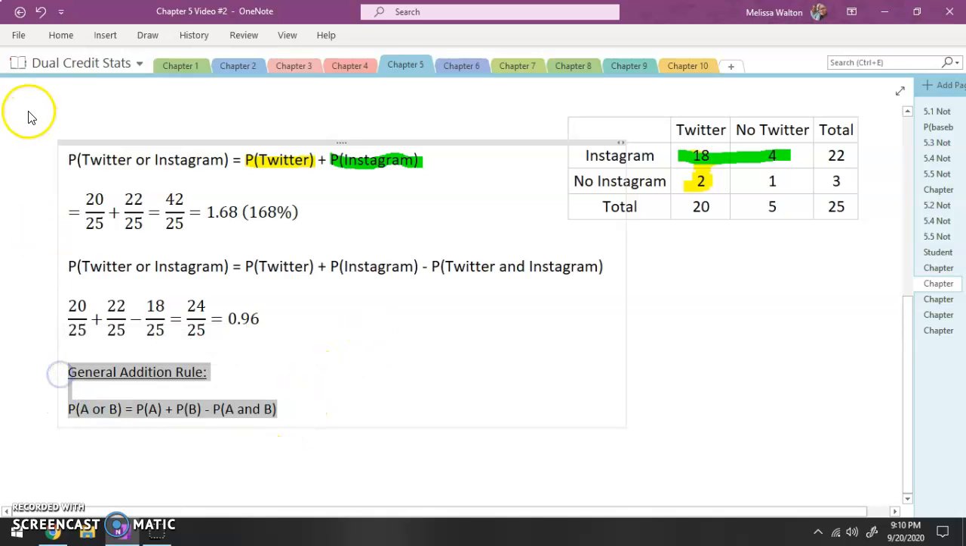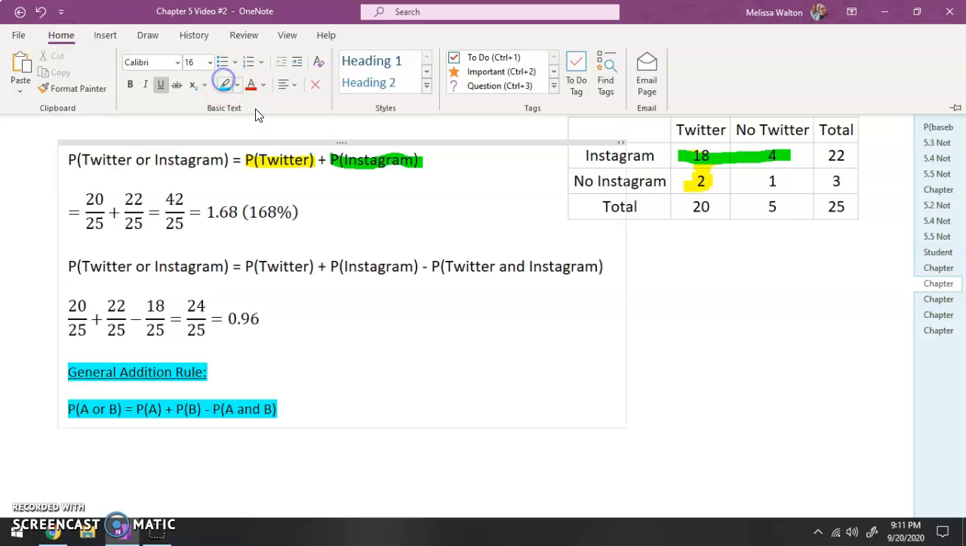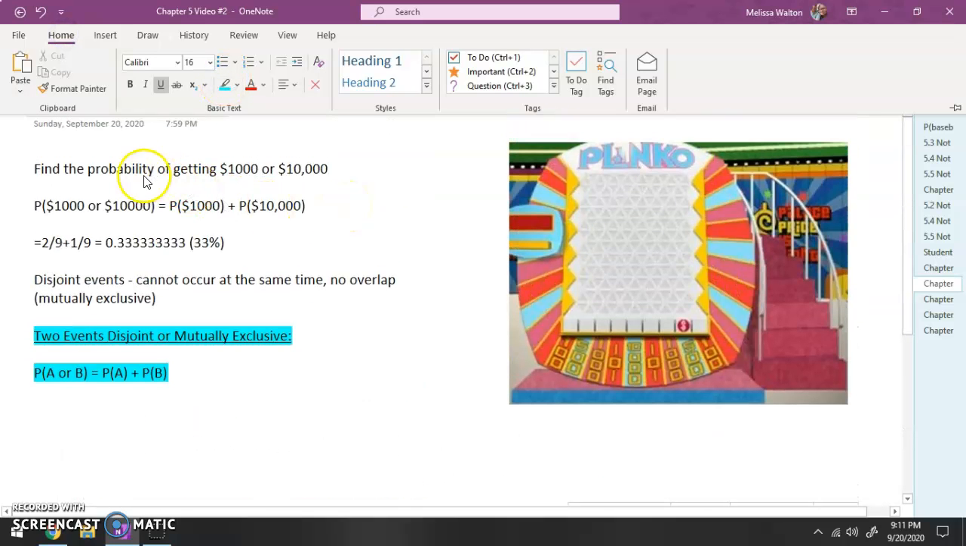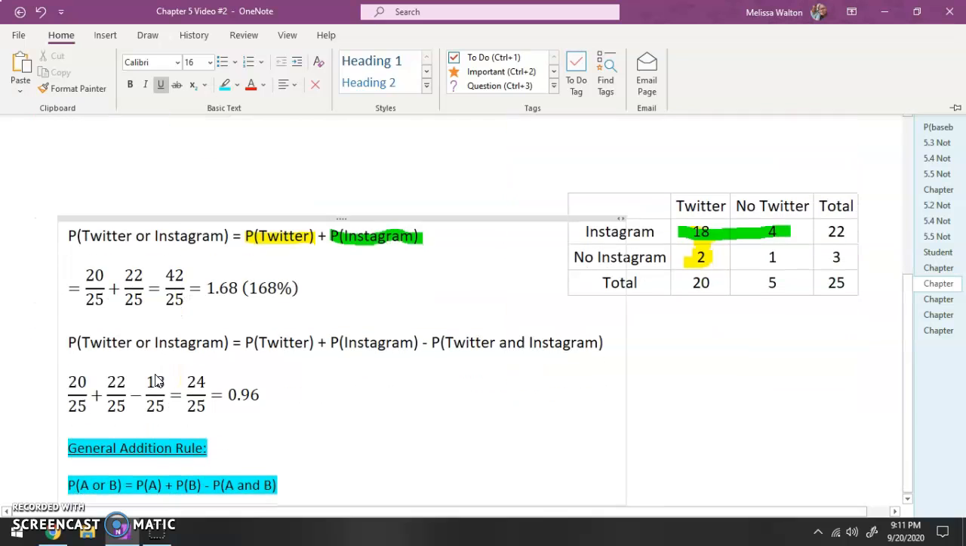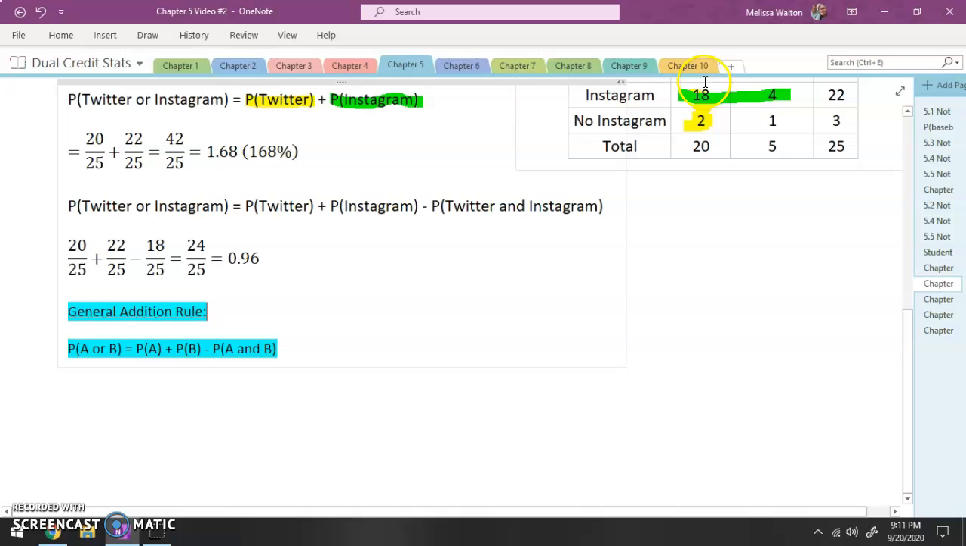So two things that we learned in this video. First off, we learned about disjoint events, events that cannot occur at the exact same time. If it's disjoint, add those two probabilities up, no problem. However, if you have something that is not disjoint, where some people might fall into two categories, this is where you need to subtract the probability of the overlap.